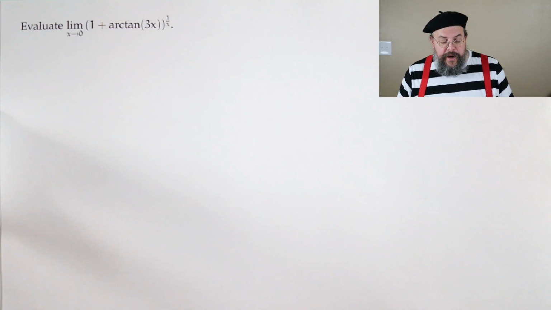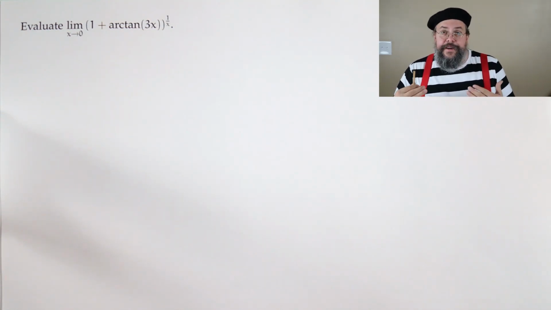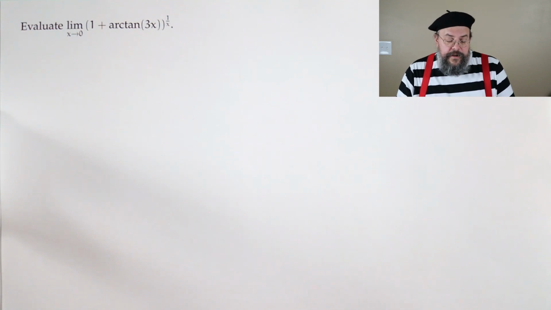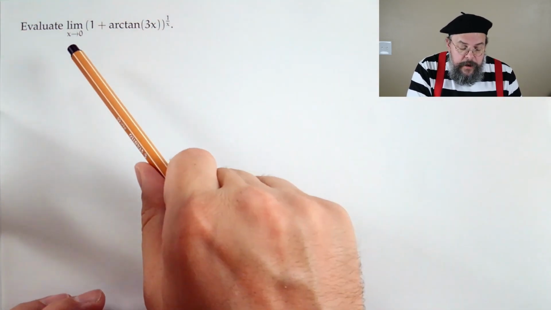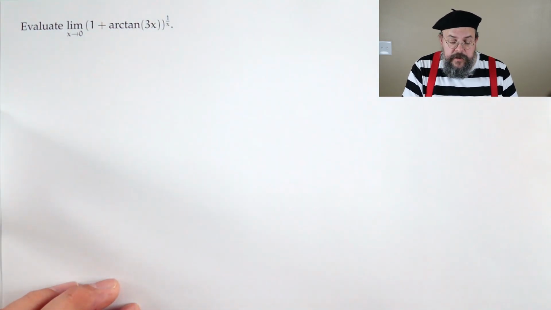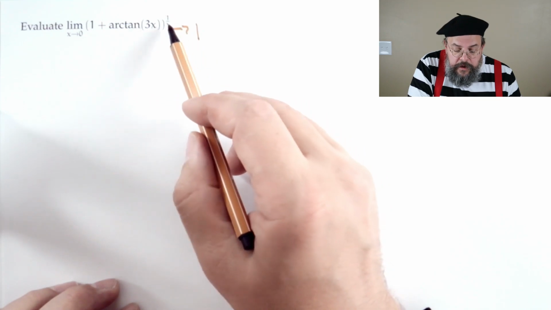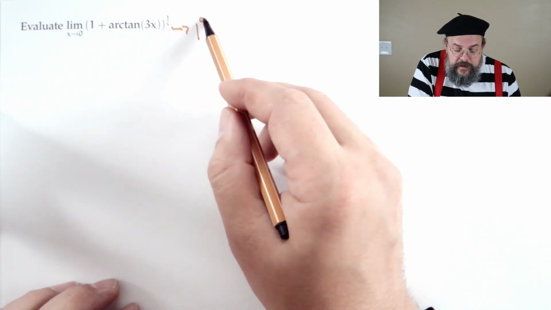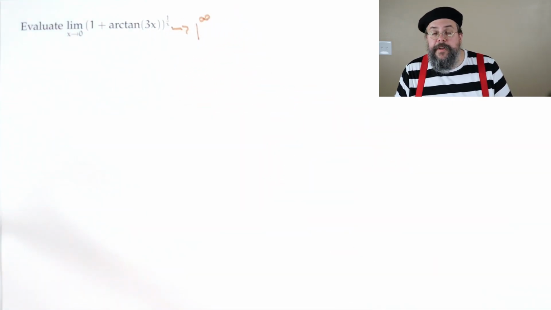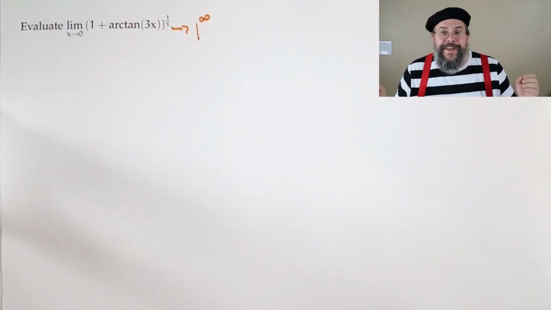All right, so let's think about it. Now, we can't apply L'Hôpital yet because it's not of the right form. What is it? Well, notice what's happening. When you plug in 0, you get arctangent of 0, which is 0. So this is going to 1, and 1 over 0, well, that's infinity. All right. So it's 1 to the infinity. Okay, so more work lies ahead.